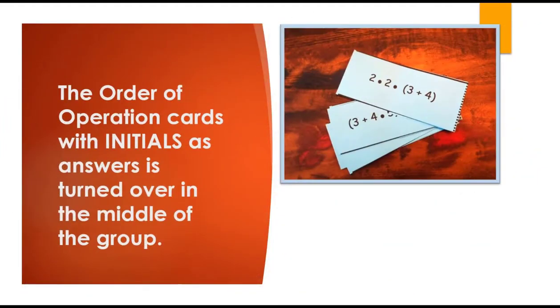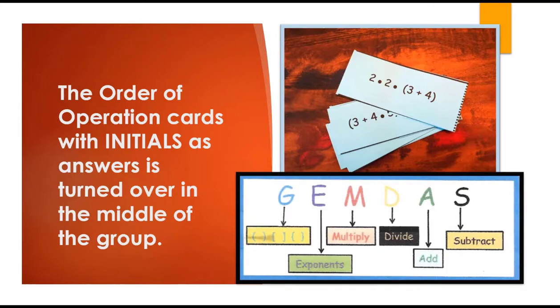The order of operation cards with initials are placed in the middle of the group. You might want to place a sheet of cardstock over it until you're ready to begin to play. Be sure to make the GEMDAS poster easy to see for all learners so they can remember the correct order of operations. You could have each learner write the acronym at the top of their recording sheet. That way they'll always use the acronym when they need order of operations.